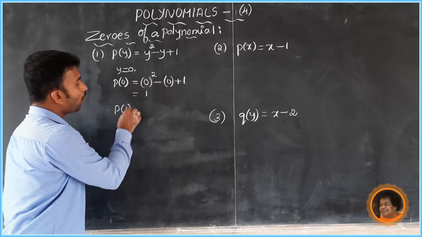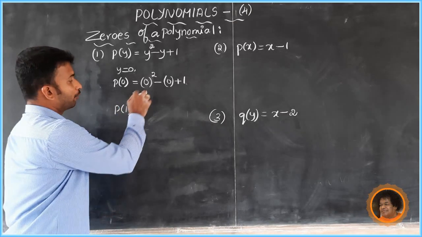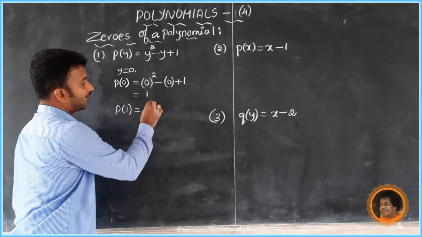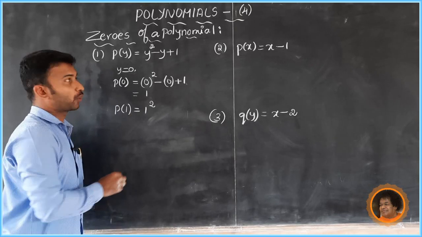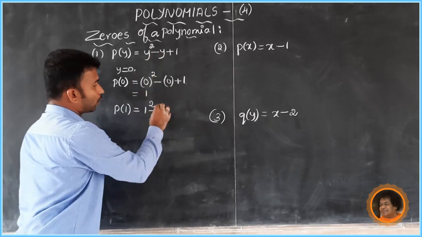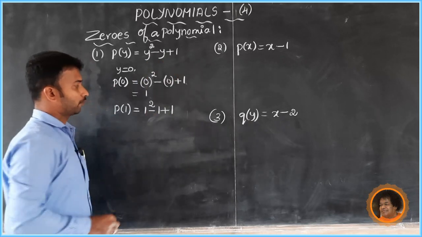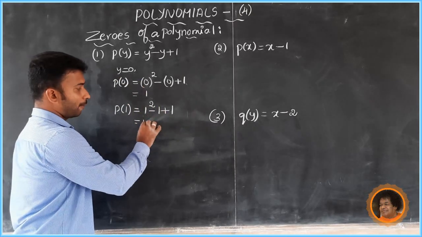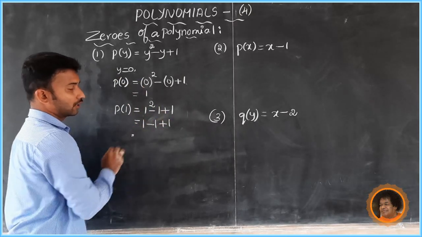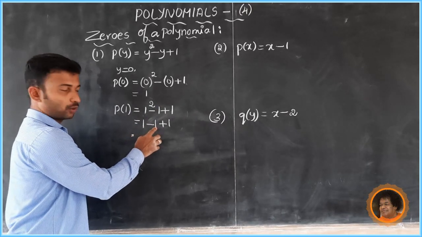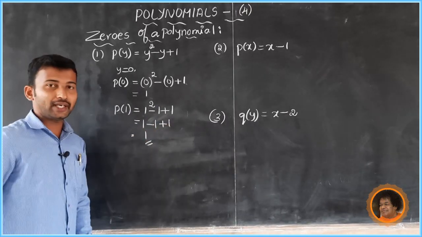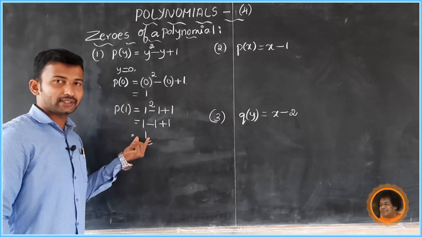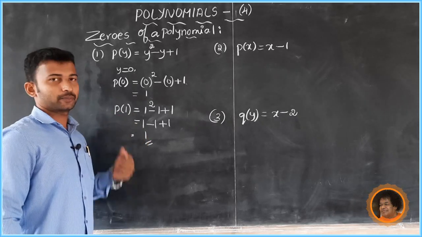Let us find p of 1. P of 1 is equal to, substituting 1 in place of y, 1 square minus 1 plus 1. Simplify: 1 square is 1, so 1 minus 1 plus 1, which is 0 plus 1, and the answer is 1. Here also the value of p of y is 1 at y is equal to 1.